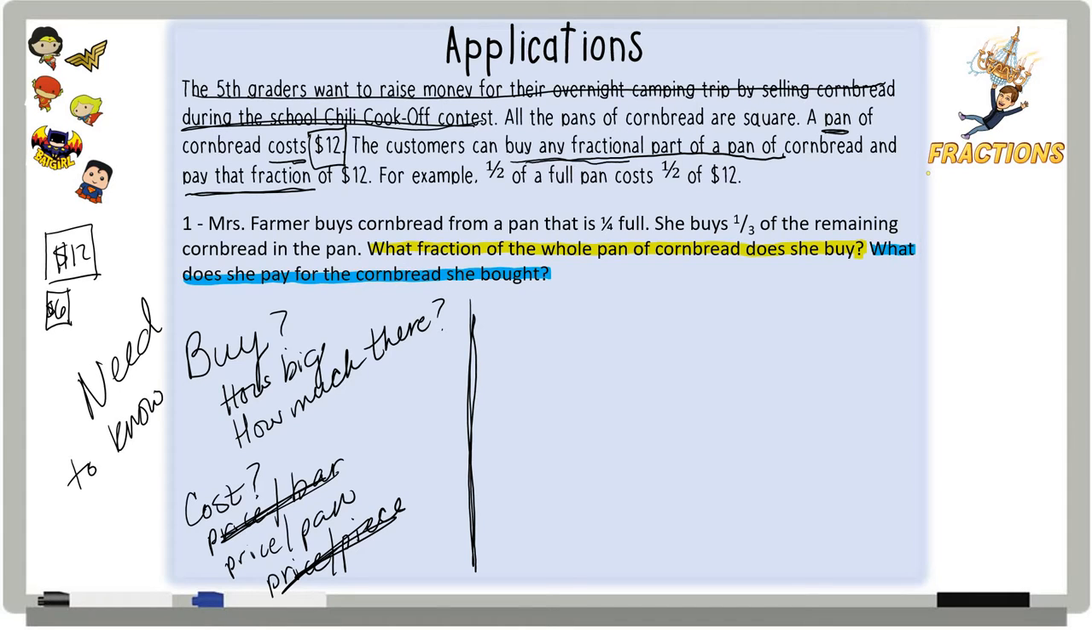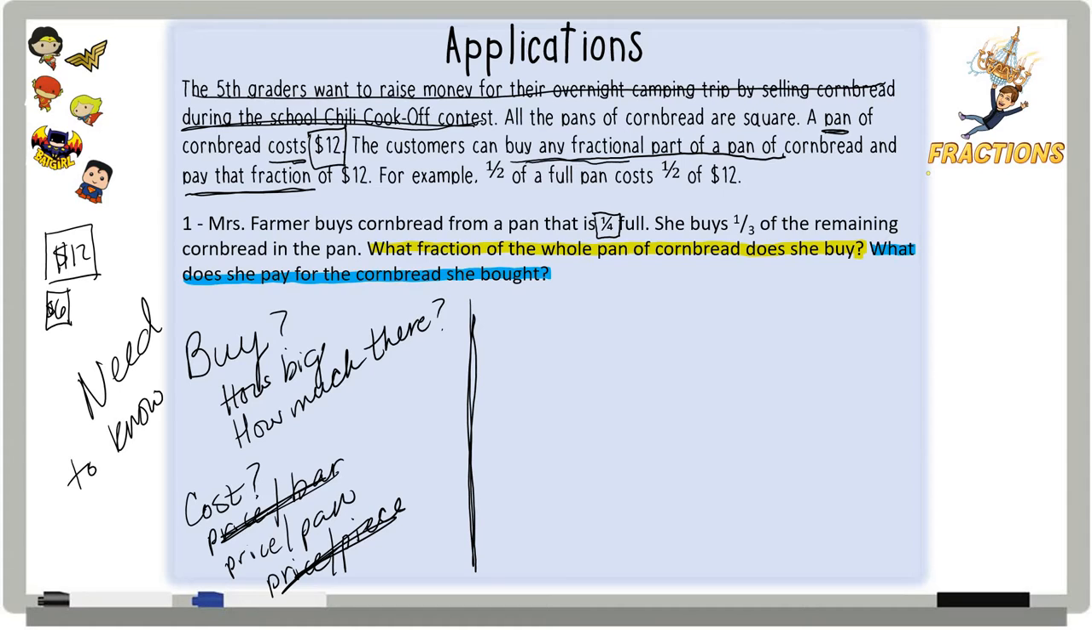So a little visual sometimes can help. So we draw a little picture off to the side. That's okay. It's absolutely going to help us out. So let's go down into the information. Mrs. Farmer buys cornbread from a pan that is 1/4 full. Well, that's important to know because if it's only 1/4 full and she has to pay by the pan, if she just buys that much, she's not going to pay $12.